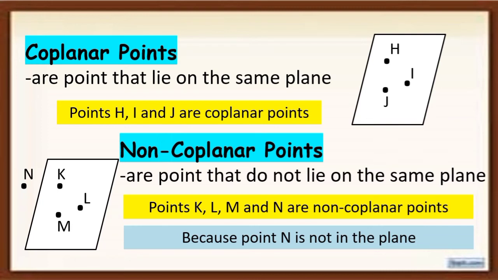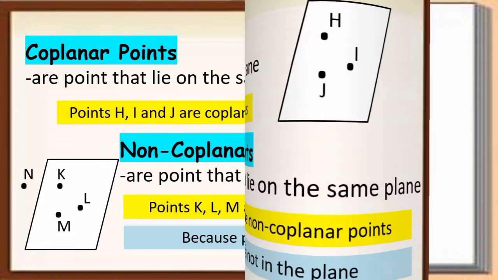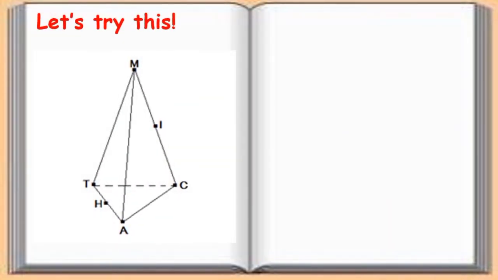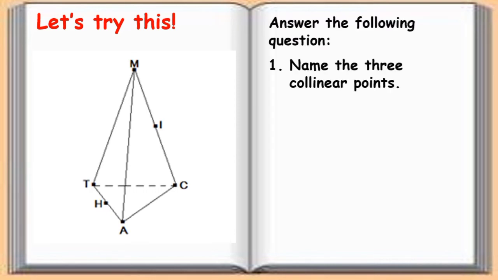So remember, when we say non-coplanar, merong point na wala sa iisang plane. Or kumbaga, para siyang naliligaw. Wala siya doon sa same plane. Okay? Now, let's try this. Using this figure, let's answer the following questions. So, we are going to name the 3 collinear points.